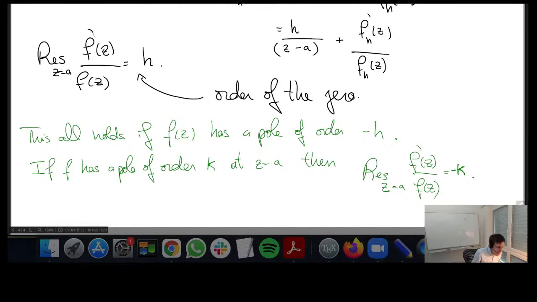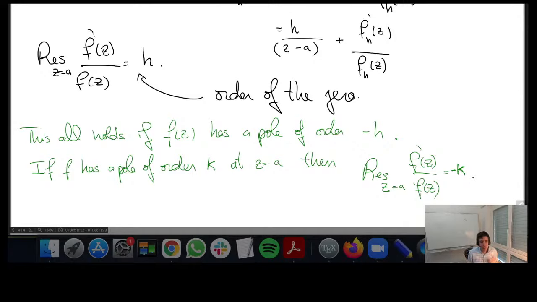So the logarithmic derivative has this power that when we look at its residues, it tells us the order of the zero or of the pole. It gives us a negative integer if it's the order of a pole, and what integer it is tells us the order, and it gives us the order of the zero if there's a zero.